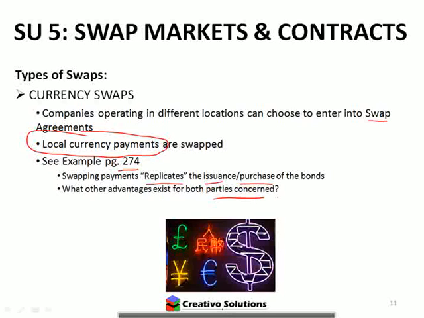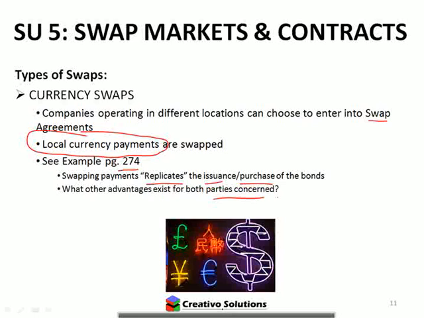Okay, so let's go to page 274. This is the one where they don't have to issue the bond, but they get the cash flows between the euros and the dollars. Yeah, this was the currency swap, looking at the interest payments between these two organizations. So if we're looking at other advantages, I think they gave you a summary at the end here.